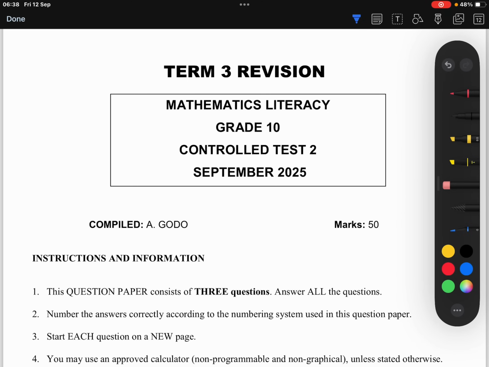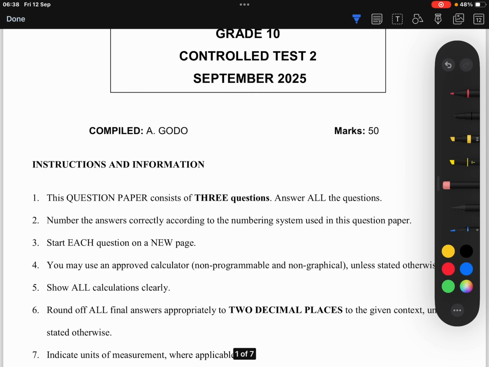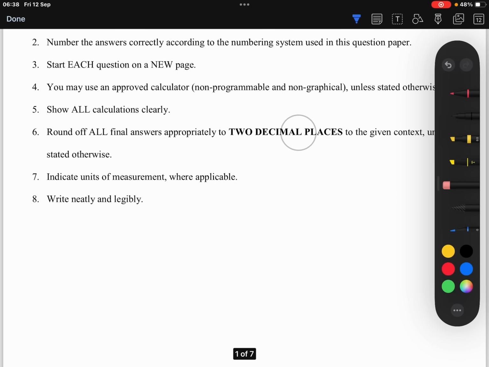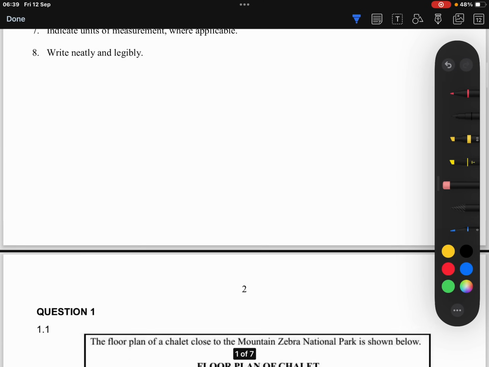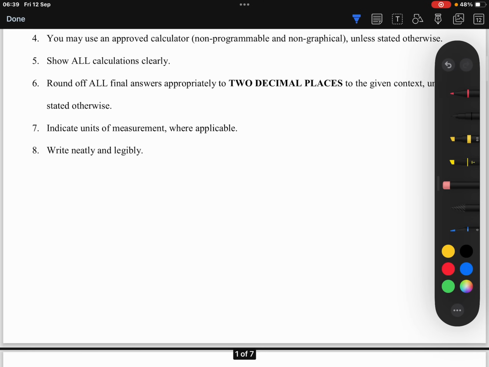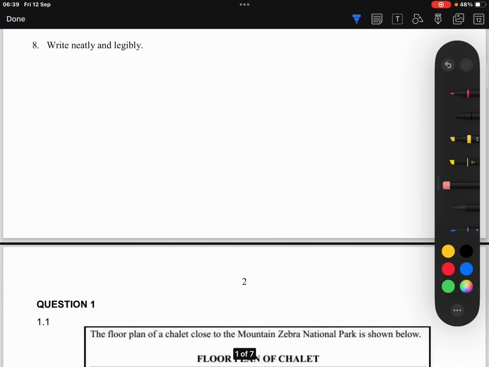Thank you so much. Term 3 revision for mathematics literacy, Grade 10, for control test 2. Similar questions. I'm not saying the question paper is going to be like this wherever you are, but it's going to be a similar concept. Just apply the skill. Very important in the instructions, guys, is to round off your answer to a decimal place and write neatly. Also number all the questions and write the units of measurement, every unit.